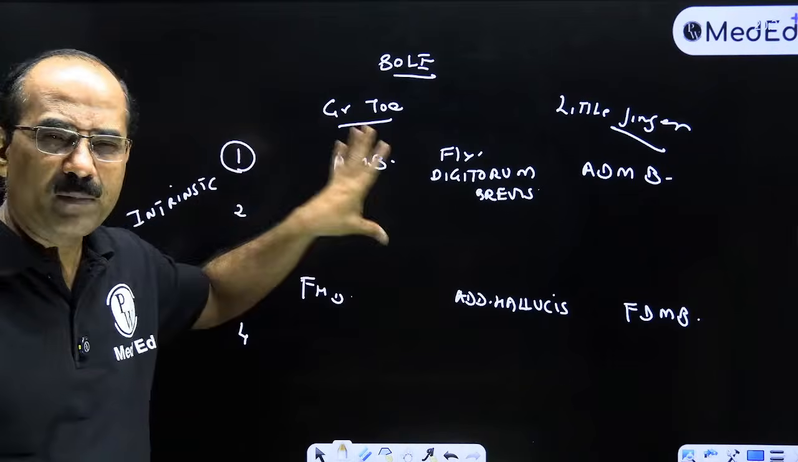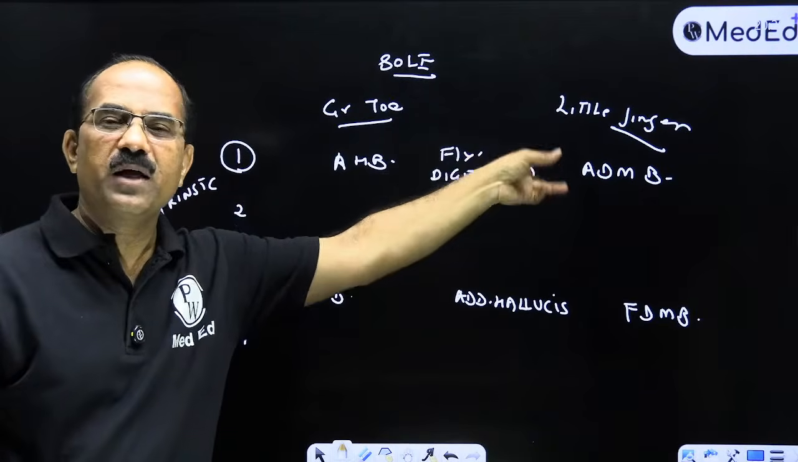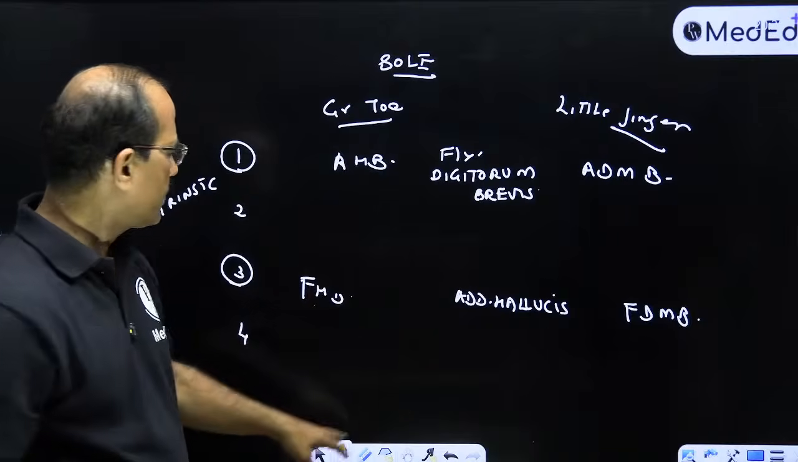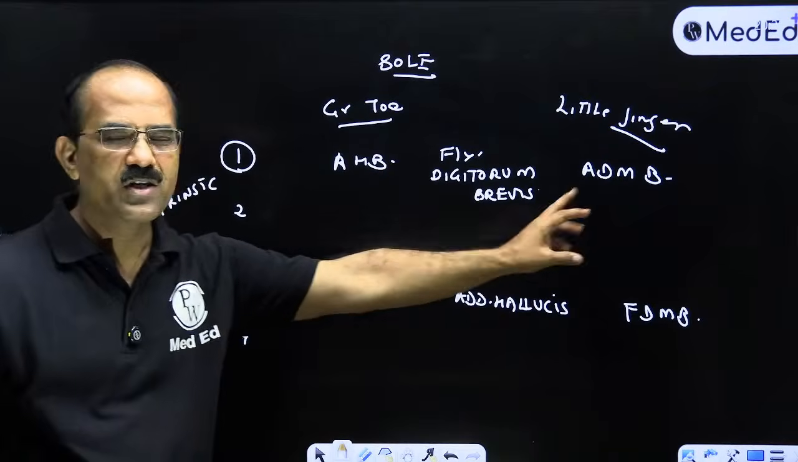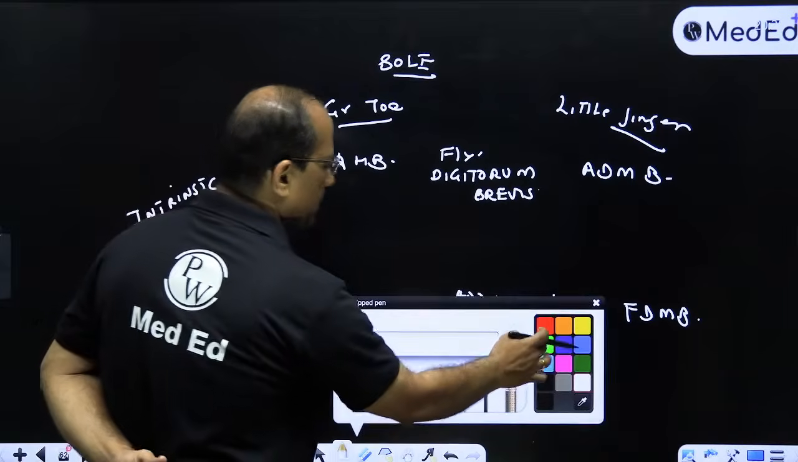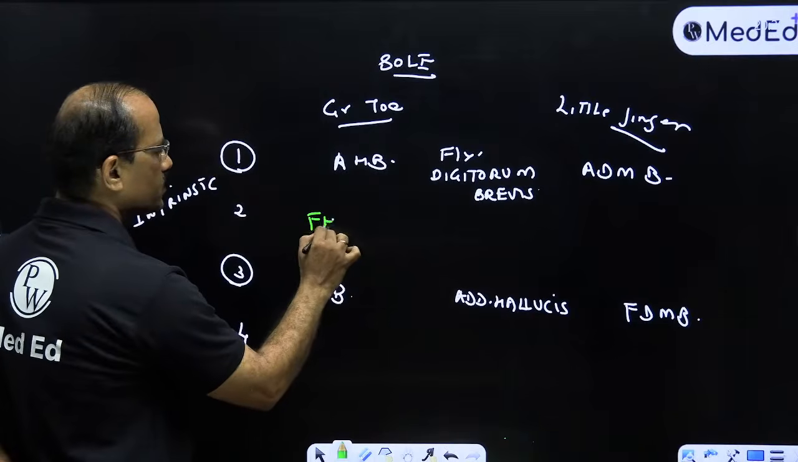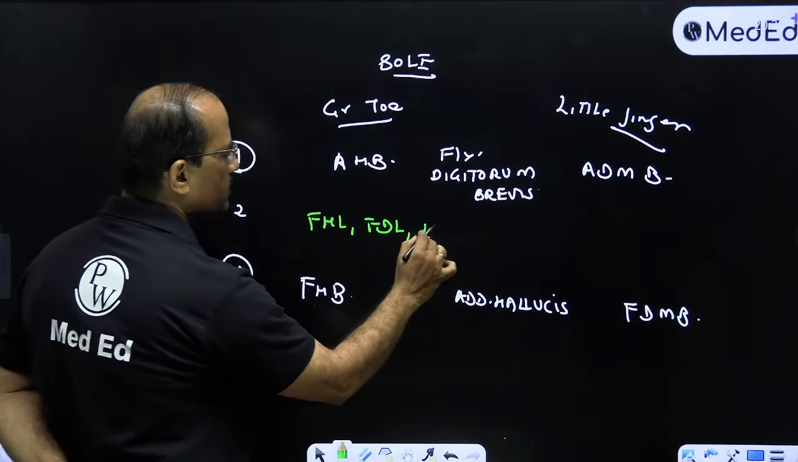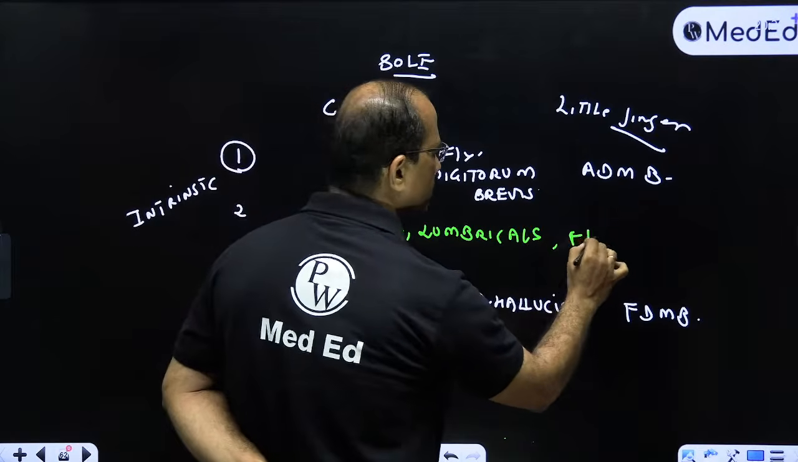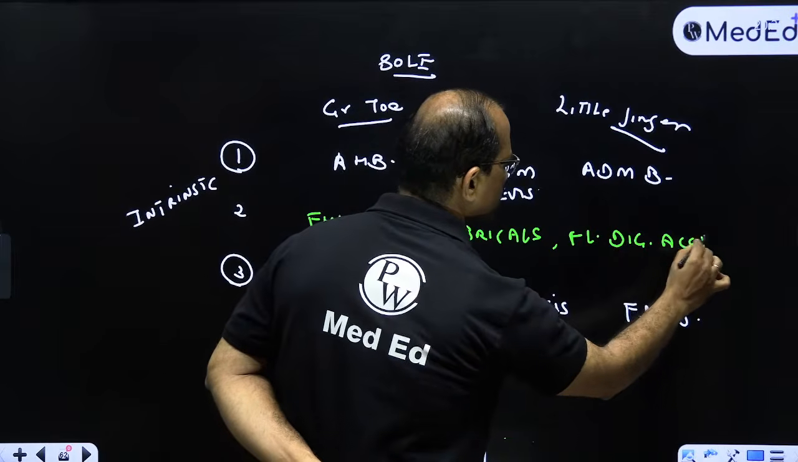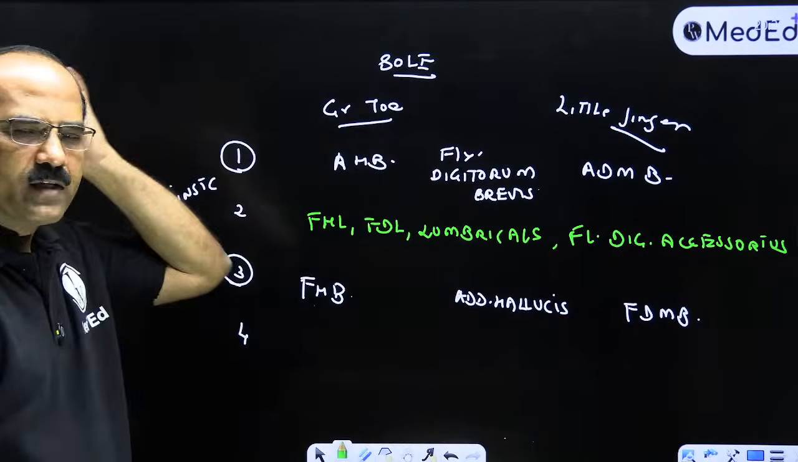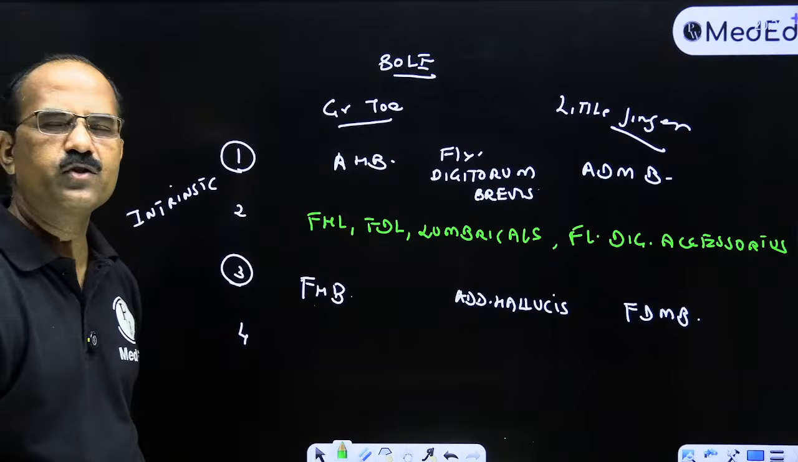So who is in the first layer? Abductor hallucis brevis, abductor digiti minimi brevis, flexor digitorum brevis. Who is in the third layer? Flexor hallucis brevis, flexor digiti minimi brevis, and in the middle adductor hallucis. That's the third layer. Come to the second layer. The second layer has flexor hallucis longus, flexor digitorum longus, lumbricals, and flexor digitorum accessorius.